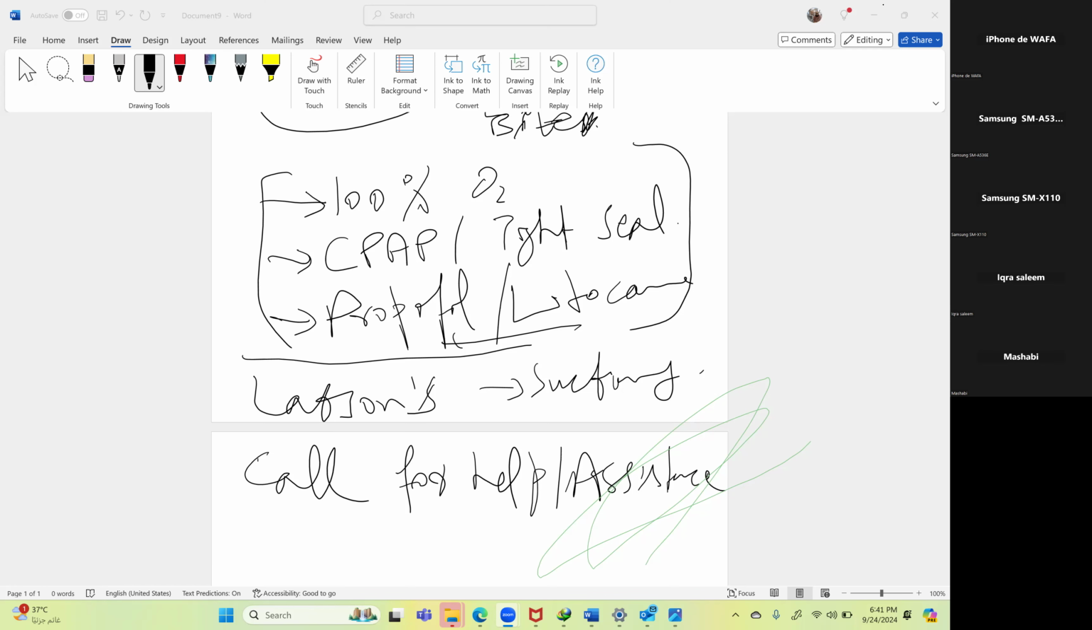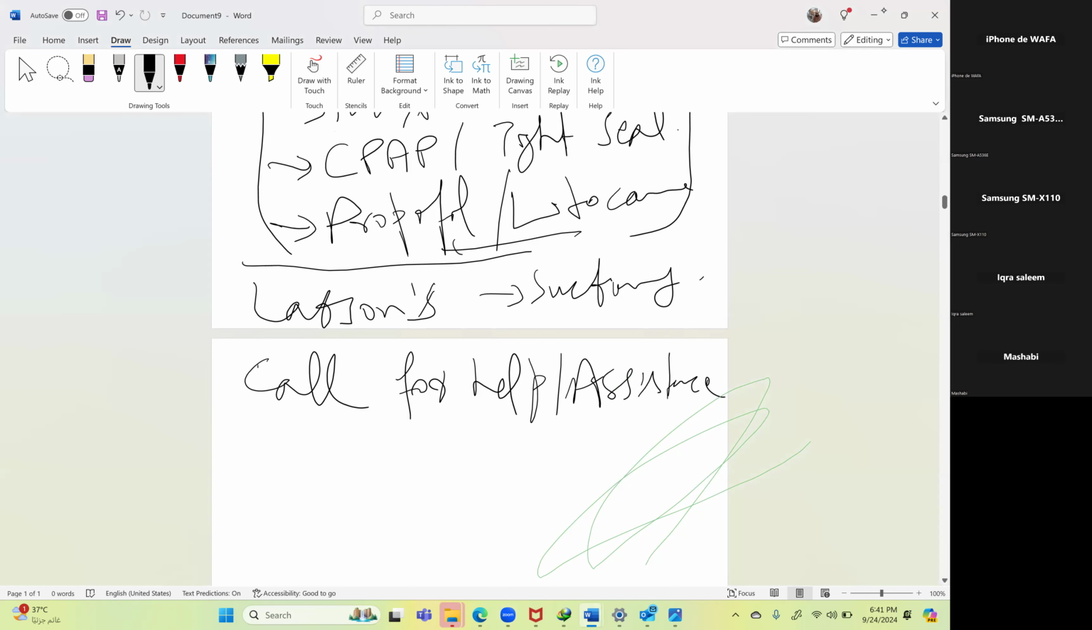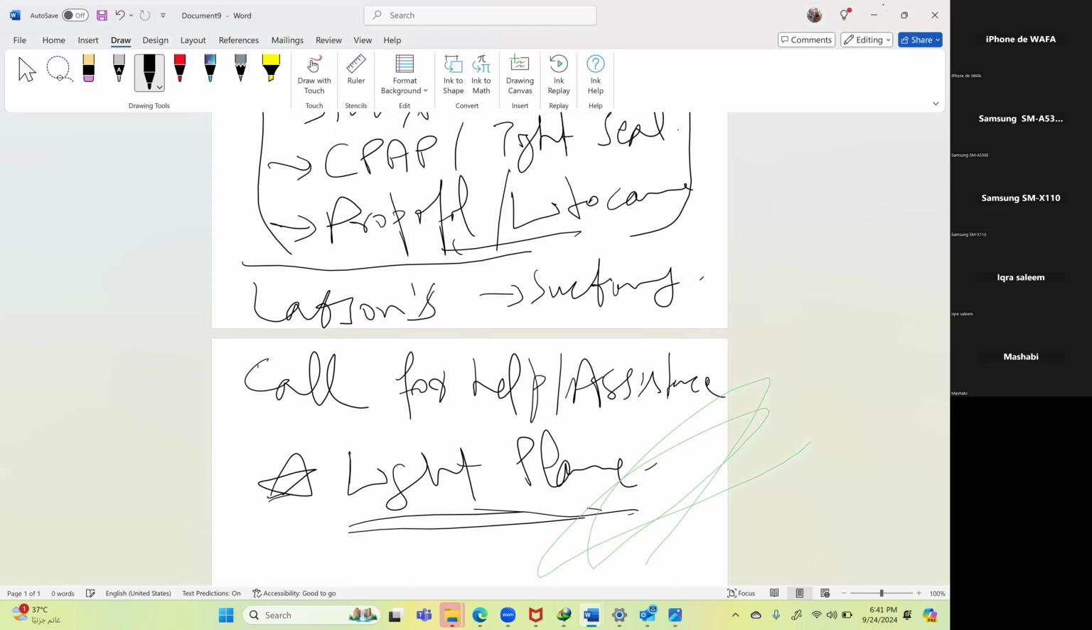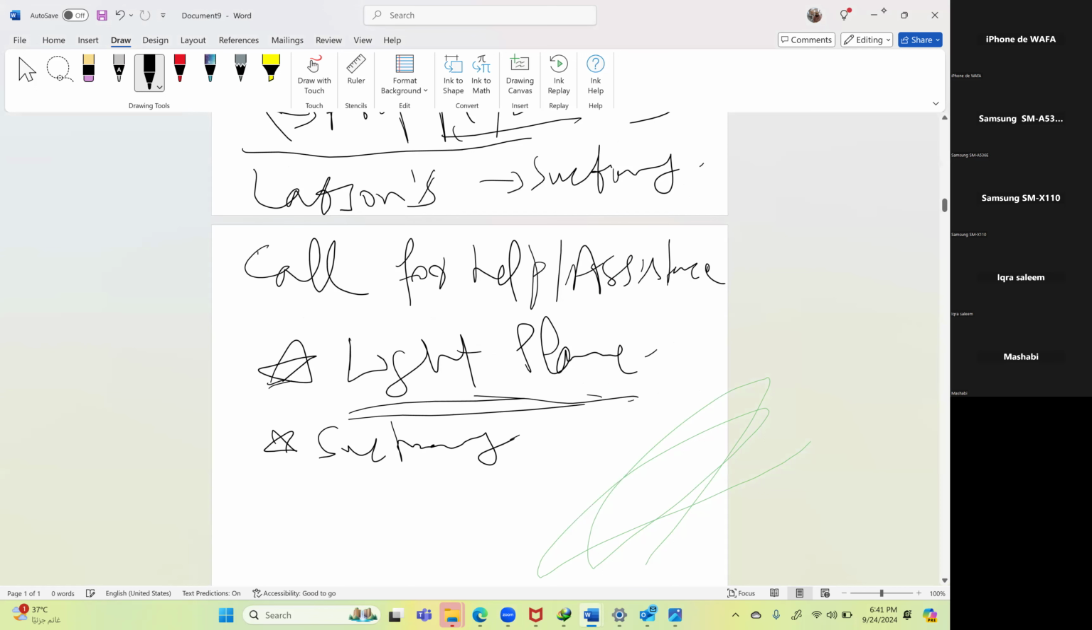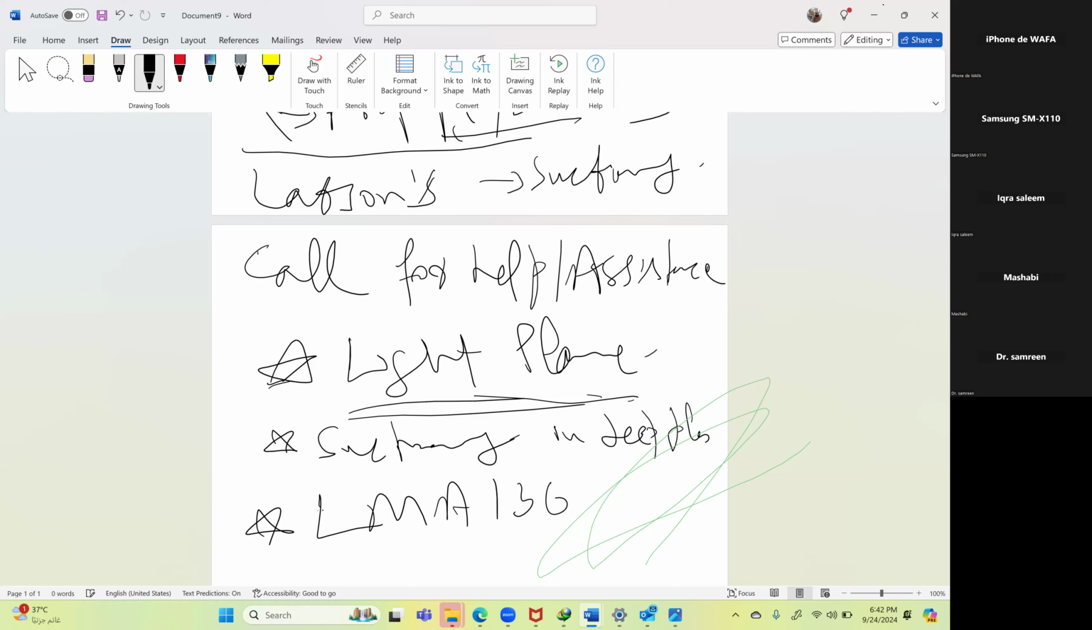So now, what are the things to avoid it? One of them is never extubate in a light plane. Light plane is one of the biggest culprits. Try to do suctioning when the patient is still deep, because even suctioning itself causes laryngospasm. So suction in a deep plane, then extubate when the patient is fully awake. Another thing is that you have to be more careful if you are using supraglottic airway devices like i-gel.